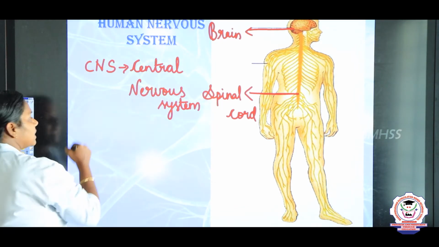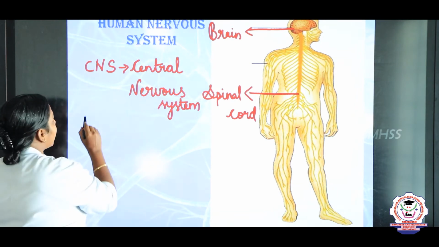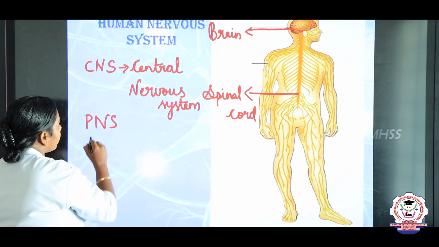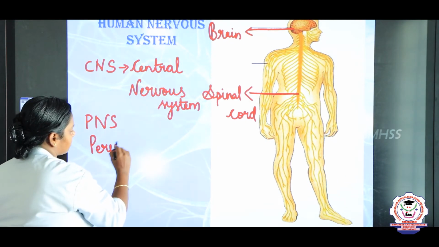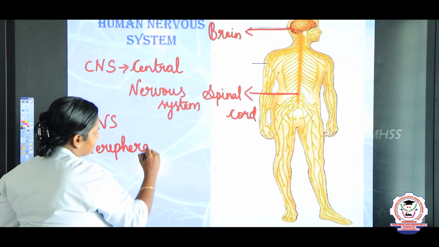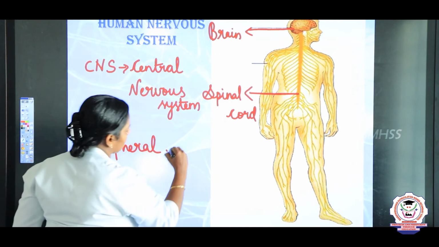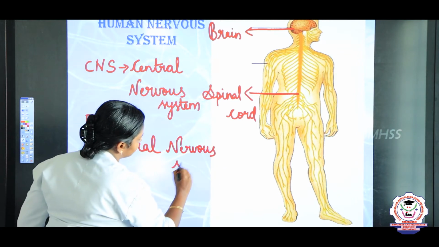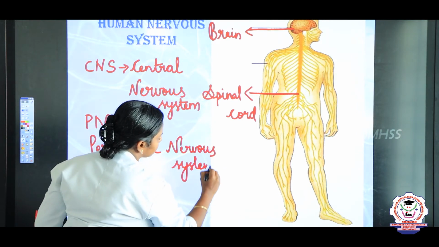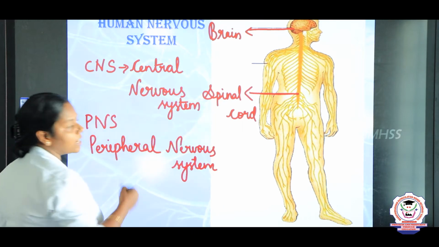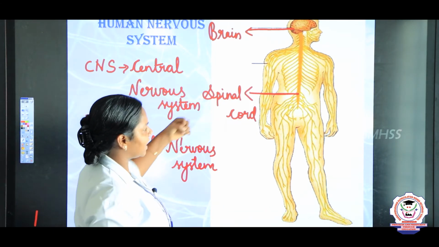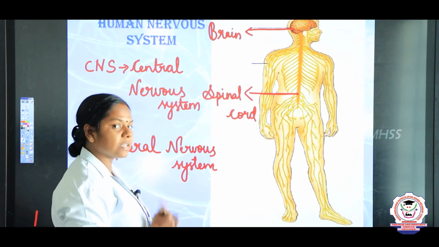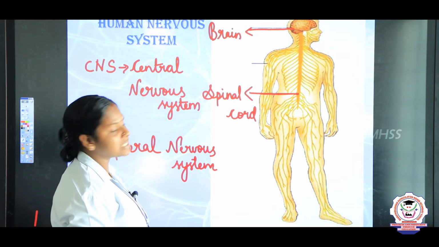And another type of nervous system is a PNS. What is PNS? PNS is a peripheral nervous system. Peripheral nervous system, that is the nerves that arise from the brain and the nerves that arise from the spinal cord, we say it as a PNS. They together constitute a peripheral nervous system.